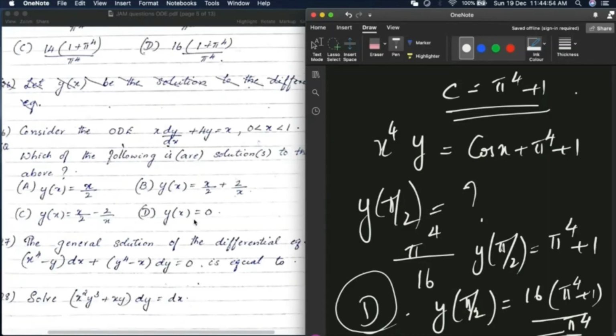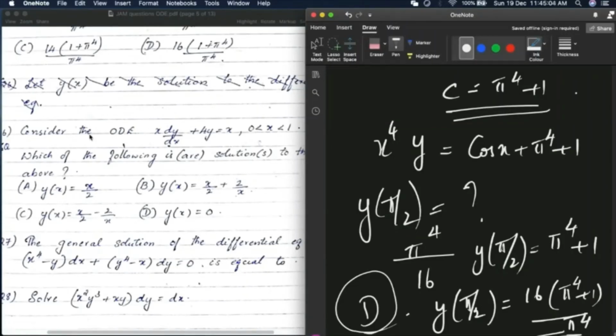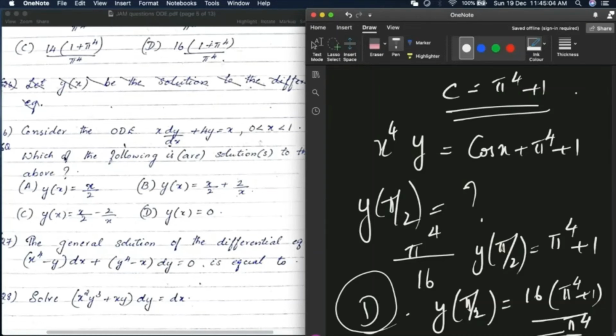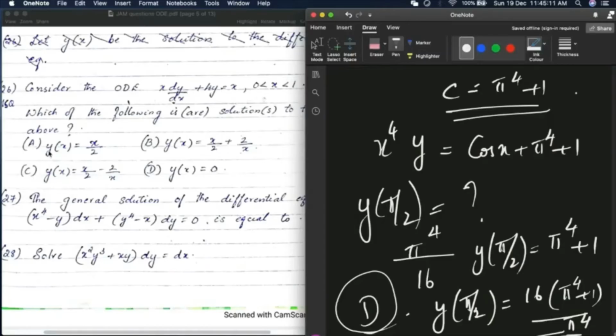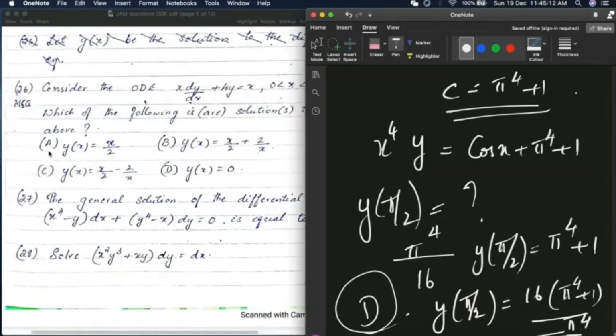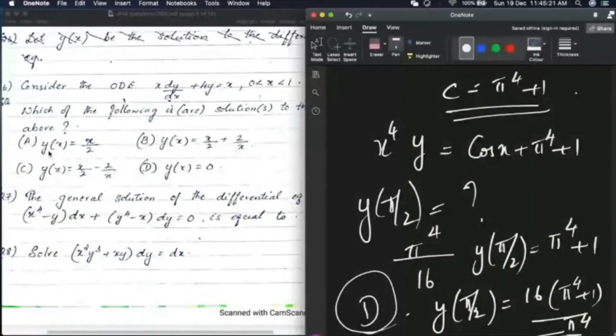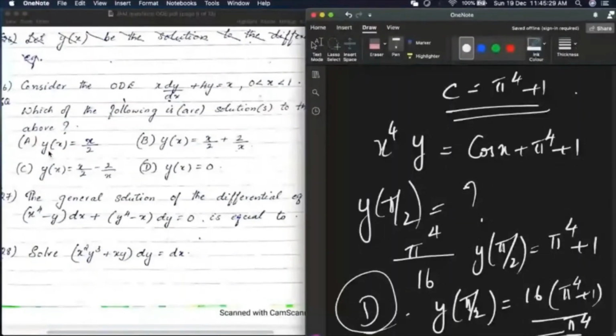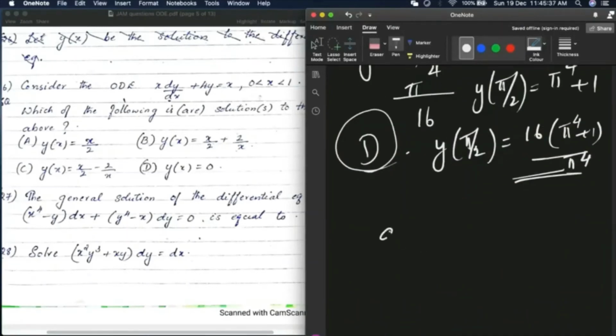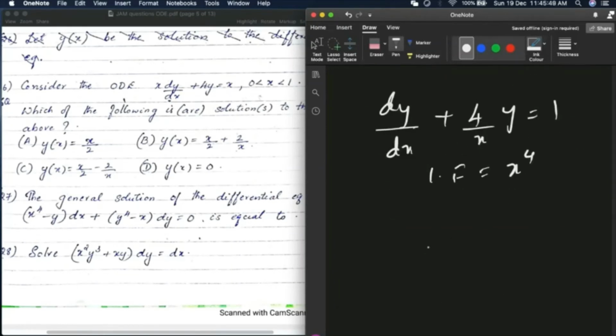Consider the ordinary differential equation. This is also linear, no? x dy by dx plus 4y is equal to x, for 0 less than x less than 1, and y(x) is equal to x by 2. This is an MSQ. Which of the following are the solutions to the above? x dy by dx plus 4y. It's also linear only. Integrating factor, just now we have found the same integrating factor.